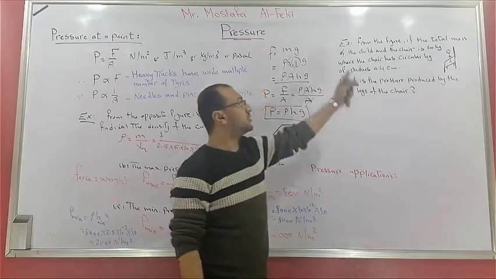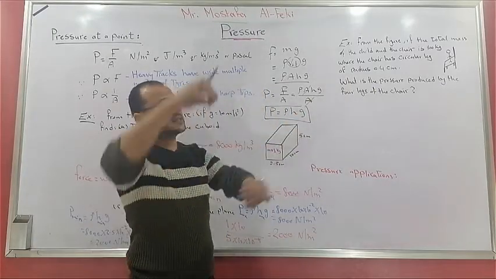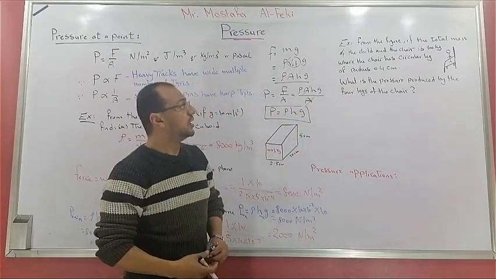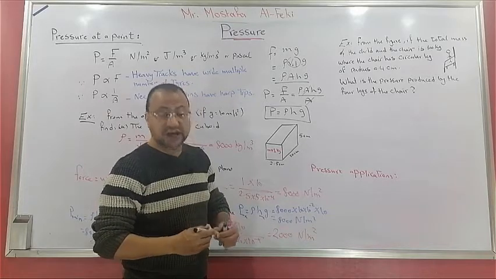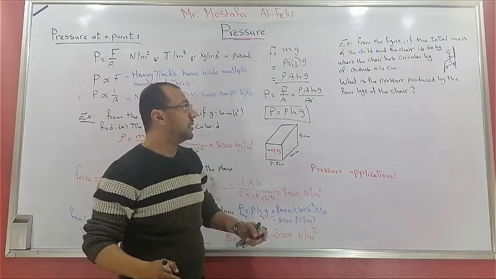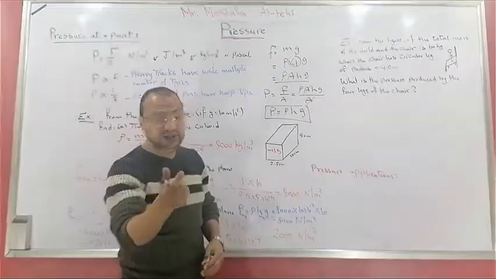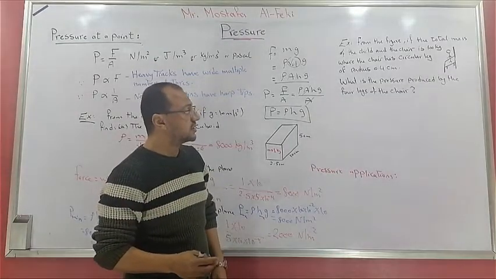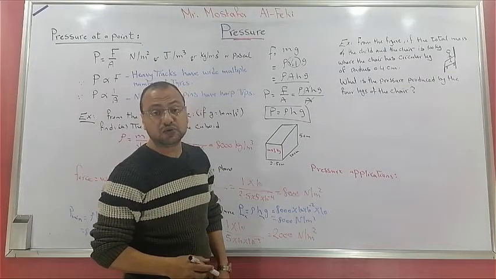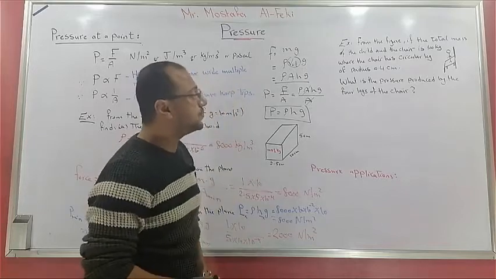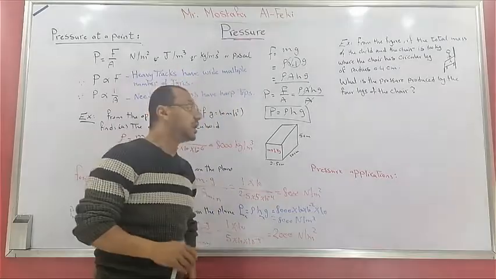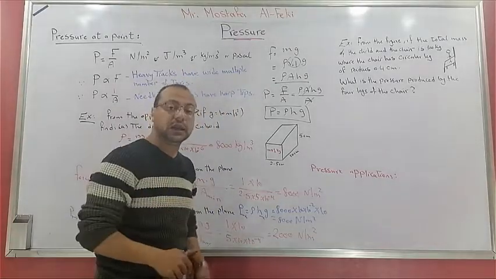From the figure, find the total mass of the child. A child is standing on the chair, and the total mass of the chair and the child is 100 kilogram, where the chair has a circular leg of radius 0.4. What is the pressure produced by the four legs of the chair on the plane?